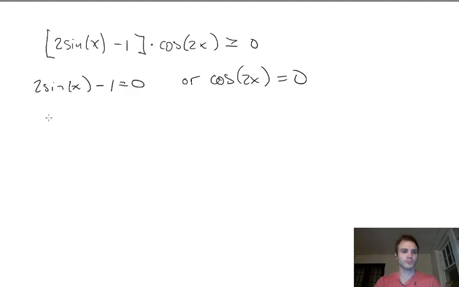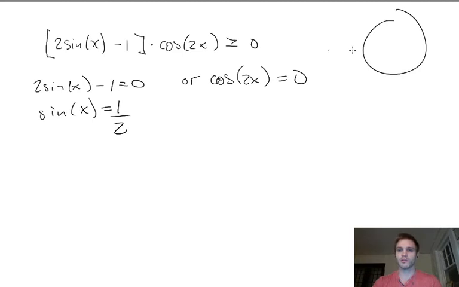For 2 sine of x minus 1, we solve for sine of x: transpose the 1 to both sides, then divide by the 2, and we get sine of x equals 1/2. And so what angles does that happen at? Let's think of our unit circle. That happens here, and that happens here. Those are the only ones in that interval of x from 0 to 2 pi.